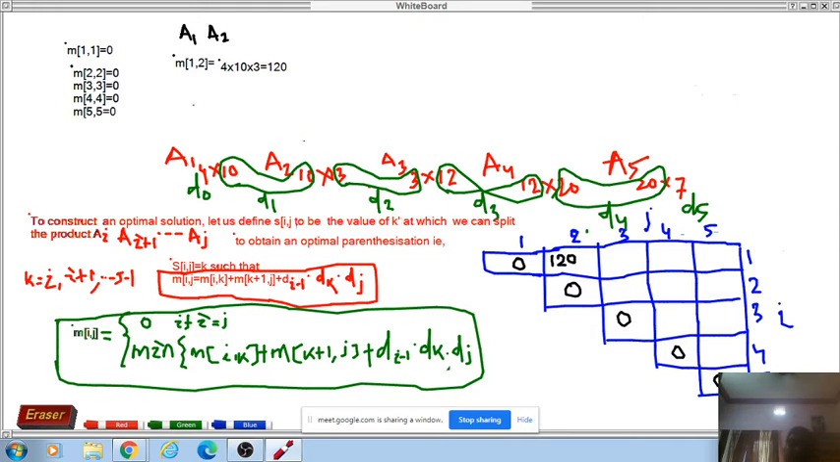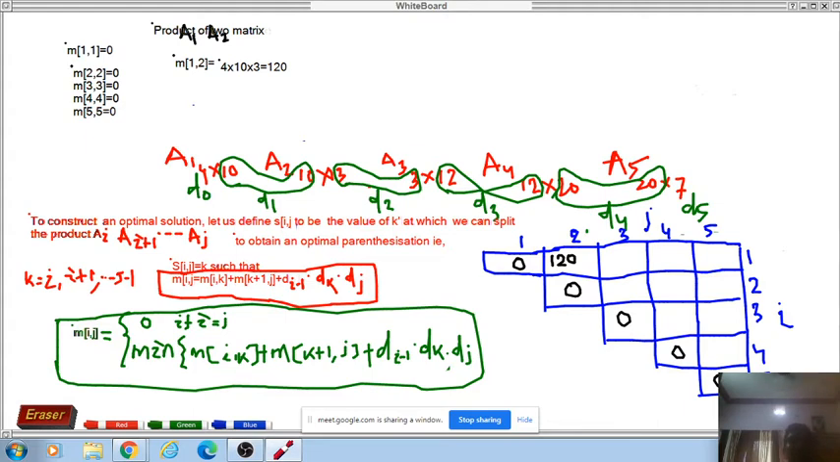Very simple, clear? Then you have to find 2 row, 3 column, because we are proceeding diagonally. Remember, you have to fill up the table diagonally. Because first of all, we are finding the product of two matrices. Your subproblems start with the product of two matrices. First of all, we proceed with the product of two matrices. Are you understanding? First, we have done A1, A2.